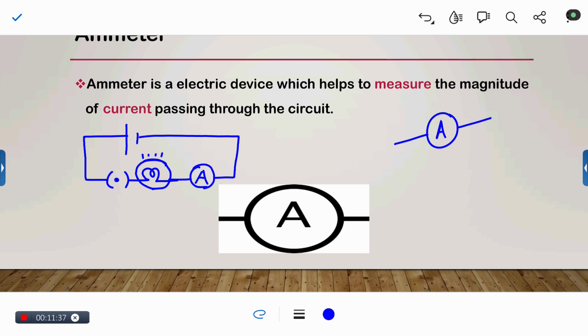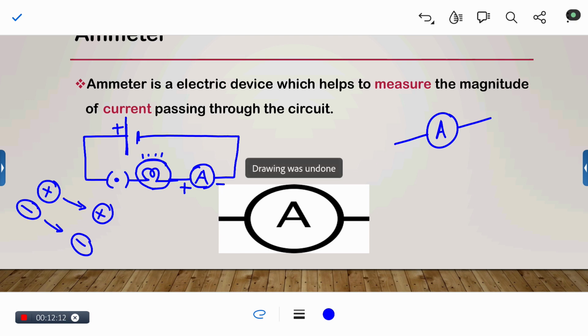And one more thing, the positive terminal of the ammeter must be connected to the positive terminal of the cell or battery. And the negative terminal of the ammeter must be connected to the negative terminal of the cell or battery. Here, this is the positive terminal. If the positive terminal is on the left, then the left side of the ammeter is going to be plus. And the negative terminal is on the right side, then the right side of the ammeter needs to be minus. The negative terminal needs to be marked as minus.